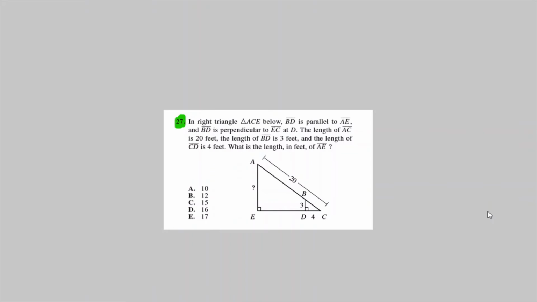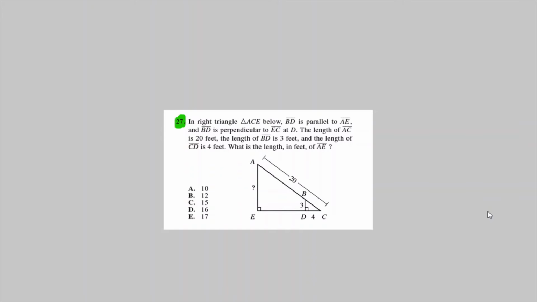In the right triangle ACE below, BD is parallel to AE, and BD is perpendicular to EC at D. The length of AC is 20 feet, and the length of BD is 3 feet, and the length of CD is 4 feet. What is the length in feet of AE?